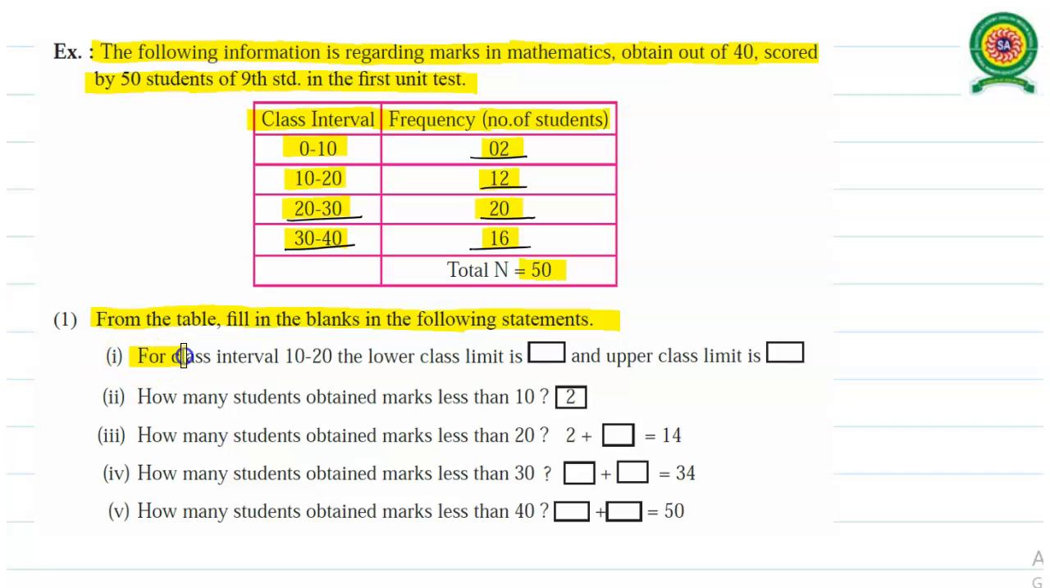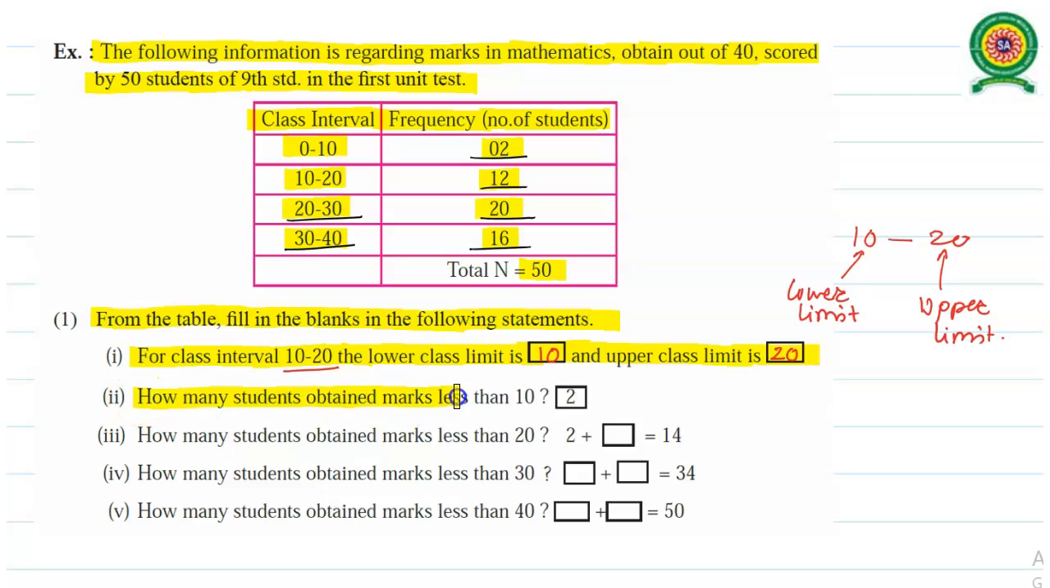Within it, the first sub question is: for class interval 10 to 20, the lower class limit is dash dash and the upper class limit is dash dash. Now look, once we have been given a class, say 10 to 20, 10 is called the lower limit of the class, while 20 is called the upper limit of the class. So for the class 10 to 20, the lower limit is 10 and the upper limit is 20.